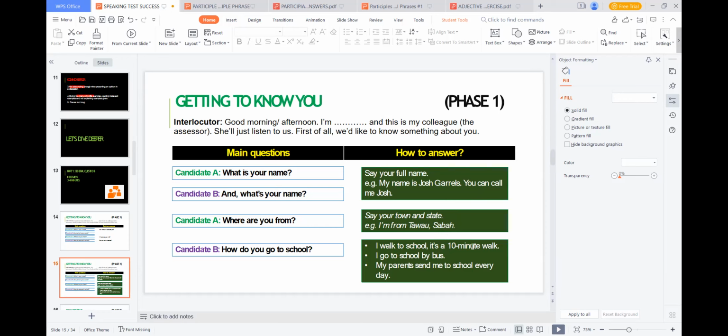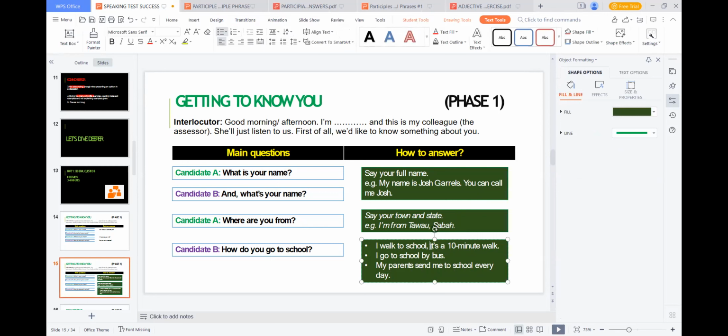And can you read this part? I walk to school. It's a 10-minute walk. I go to school by bus. My parents send me to school every day. Okay, this one you can say it's a 10-minute walk. You don't have to divide it. With the apostrophe S, you can say it's a 10-minute walk. All right. Okay, next.